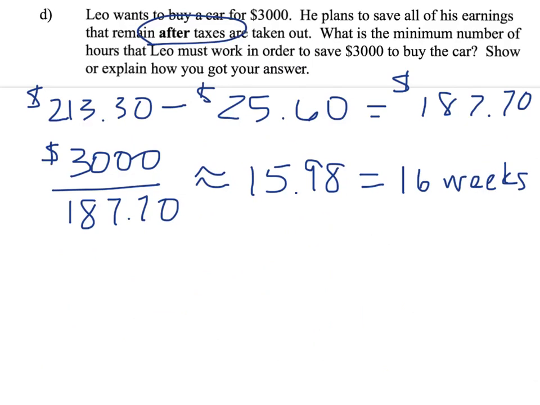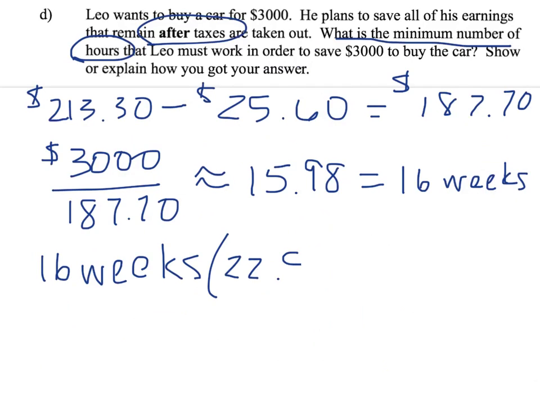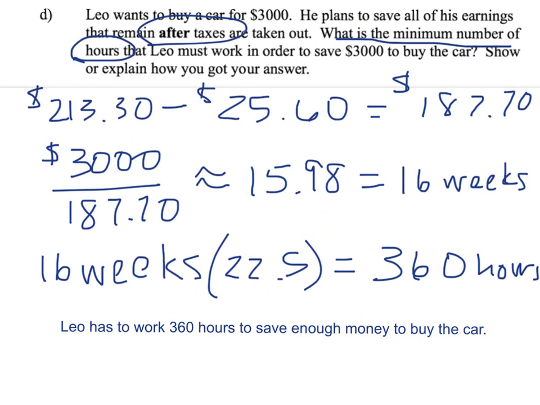And most of you just stop there. You forgot to look back and make sure that's what they were asking for. It says, what's the minimum number of hours? It doesn't say weeks. So that's just a piece to the puzzle, but not my final answer. So if I know he has to work 16 weeks, and it states from Part A that he's working 22.5 hours per week, if I multiply those two out, I do get 360 hours. So in the end, using your sentence, remember if it starts with words, it ends with words, Leo has to work 360 hours to save enough money to buy the car.